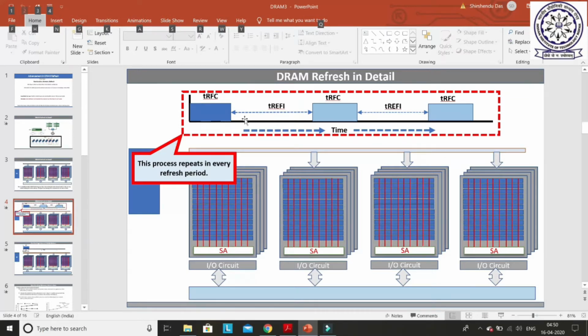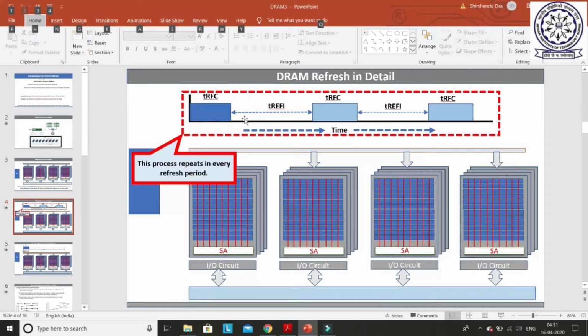But that 64 millisecond refresh period is for the ideal temperature. That means the DRAM temperature is from 0 to 85 degrees centigrade. Up to this, the refresh period should be 64 milliseconds. If the temperature is above 85 degrees centigrade, then the refresh period should be 32 milliseconds. Why this difference? Because as the temperature of the chip increases, the charge stored in the DRAM capacitor is destroyed more rapidly.